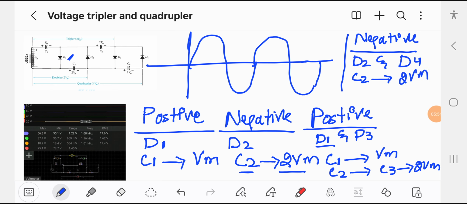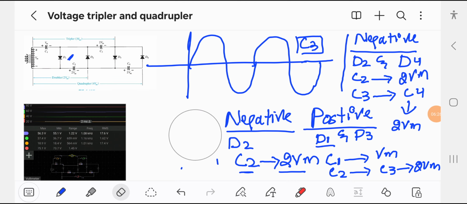Now the capacitor C3 here is charged. Capacitor C3 is charged by capacitor C2 during the positive pulse. So this capacitor will charge capacitor C4 up to 2 Vm, 2 times the input voltage. Now this is actually the working of this network.